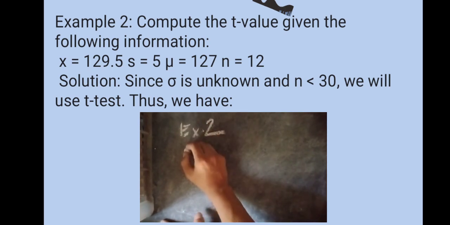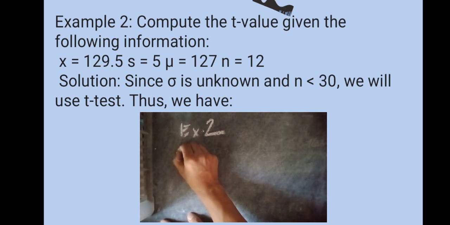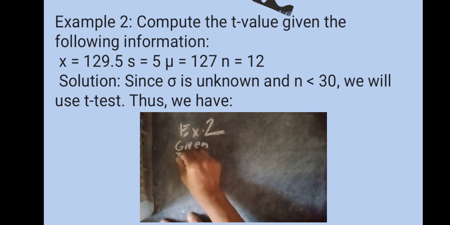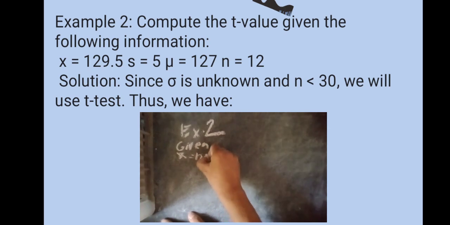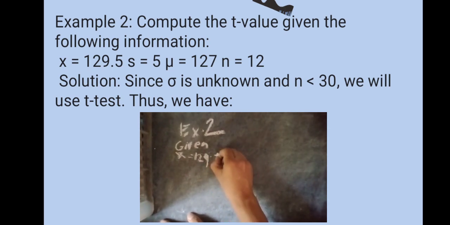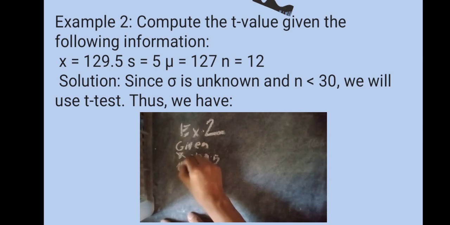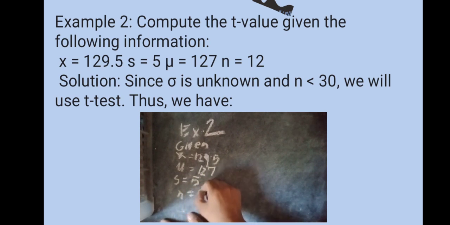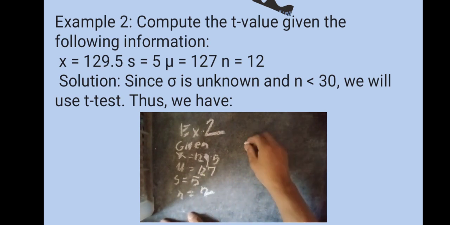Example number 2. Given: our x bar is equal to 129.5, the population mean is 127, our s is equal to 5, and our n is equal to 12. What we will use here is the t-test.